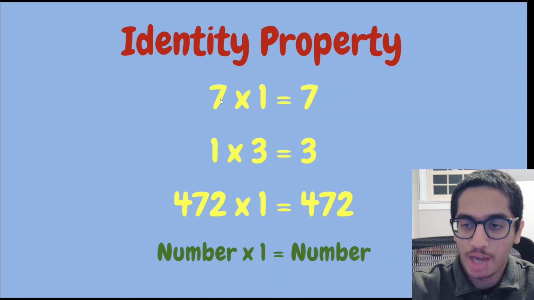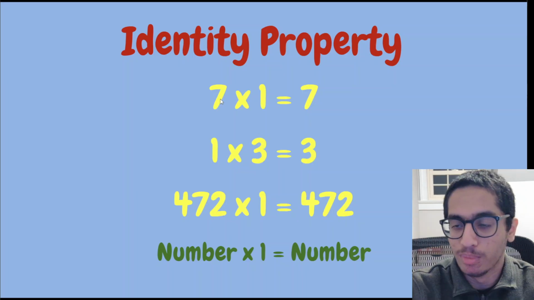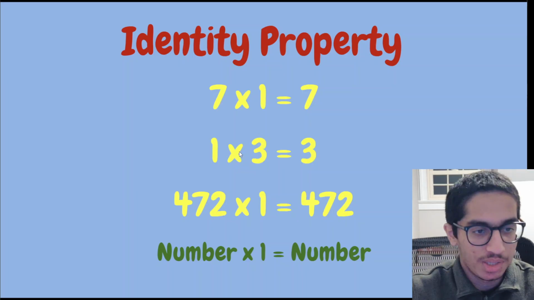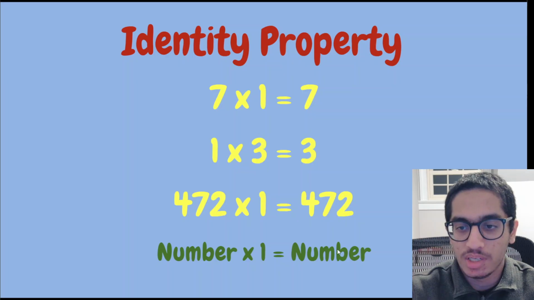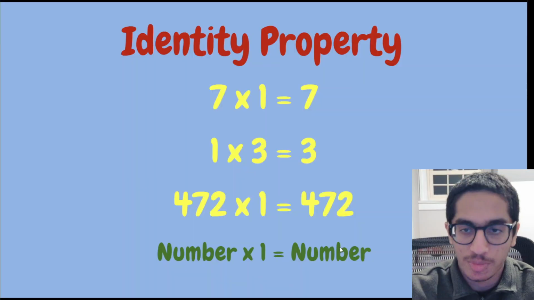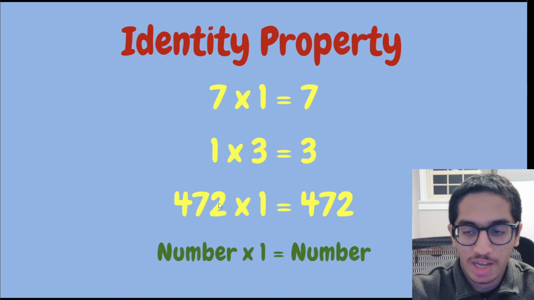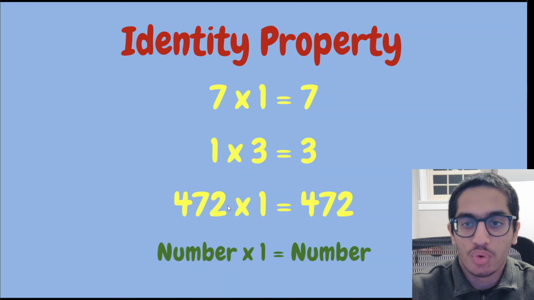If I do 7 times 1, I take the number 7, I put it up once. What am I left with? 7. Basically, any number times 1 is the number itself because you're just taking the number in itself. You're not adding or subtracting anything to it. So any number like 472 times 1 is just the number itself, 472.